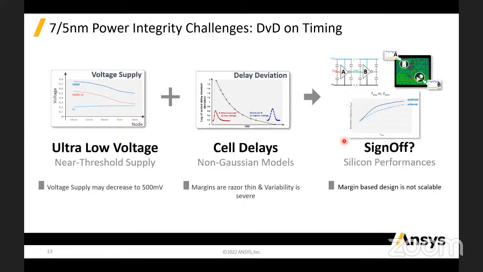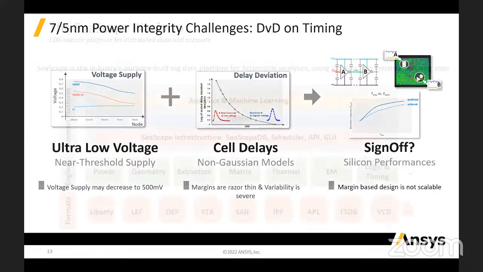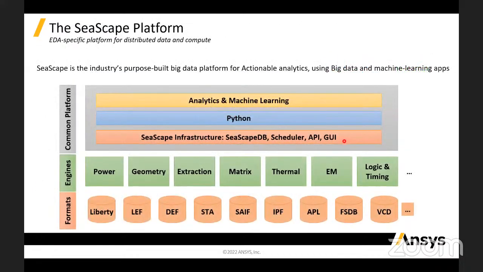So in the previous slides, we looked at semiconductor trends. We looked at the power integrity challenges. Now, let's look at this from a big data platform point of view. So why am I talking about big data here? The reason is that semiconductor designs have grown in complexity over the years. In my earlier slide, you saw that semiconductor designs now have a variety of operations integrated into the SoC.